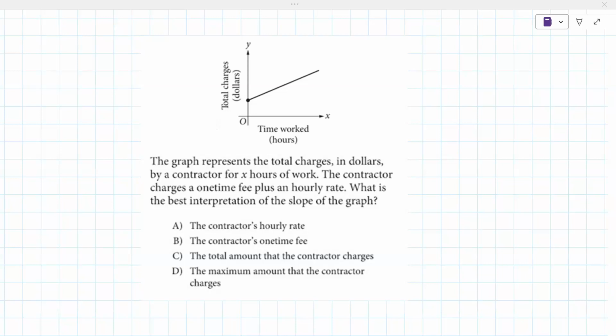A. Are you guessing? No. Okay. How do you know it's A? I mean, kind of makes sense because on the left there it says total charges or dollars, and that seems to go up with the hours. So I'm figuring that's just an hourly rate. So yes. Okay. All right, very good.